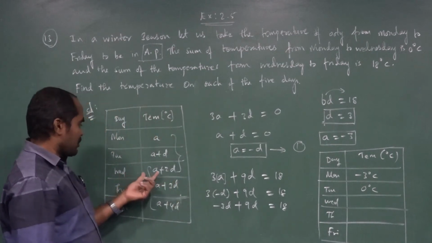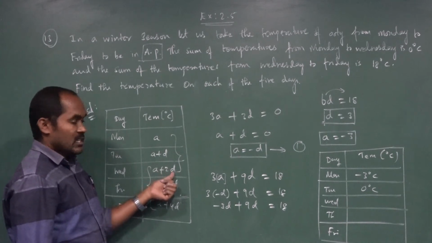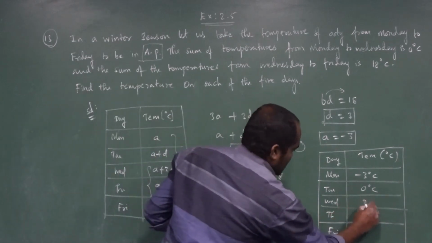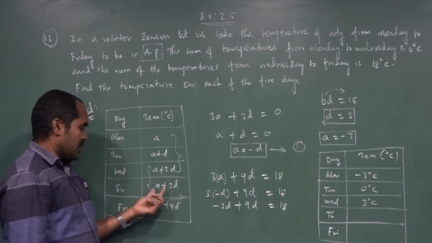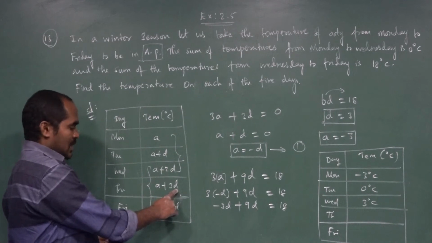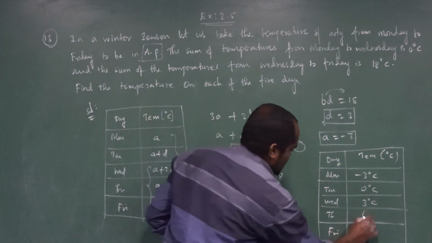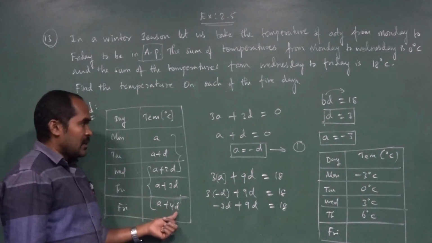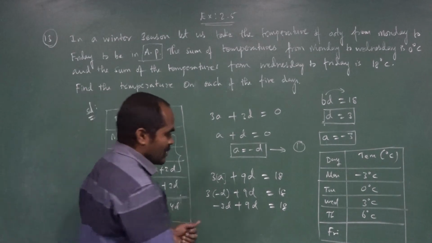Wednesday temperature is A plus 2D. D value is 3. 2 3s are 6. 6 minus 3 is 3. So 3 degrees Celsius, that is Wednesday temperature. Thursday, A plus 3D. A value minus 3 and D value plus 3. 3 3s are 9. 9 less 3 is 6, that is 6 degrees Celsius. Friday temperature, substitute A minus 3 and D plus 3. 4 3s are 12. 12 minus 3, 9.